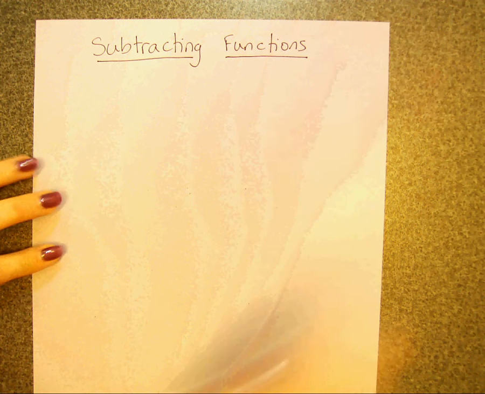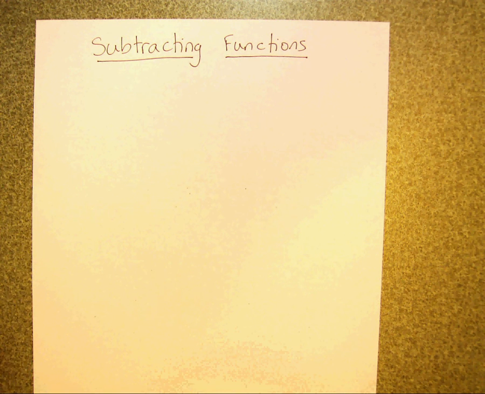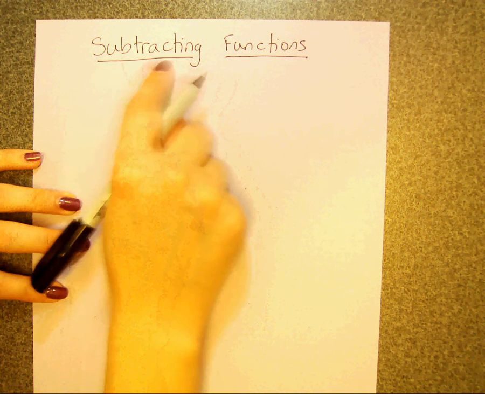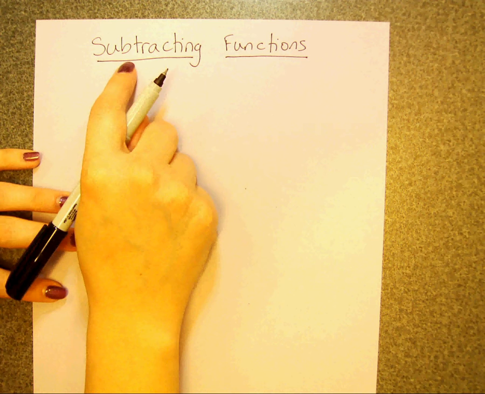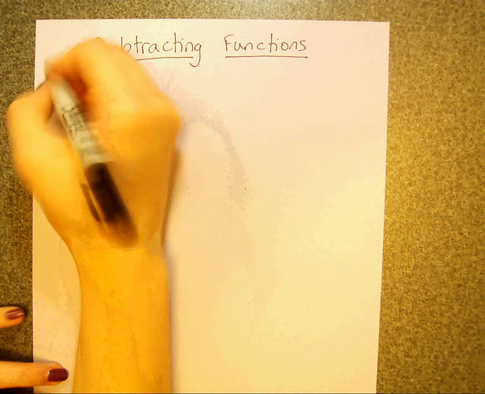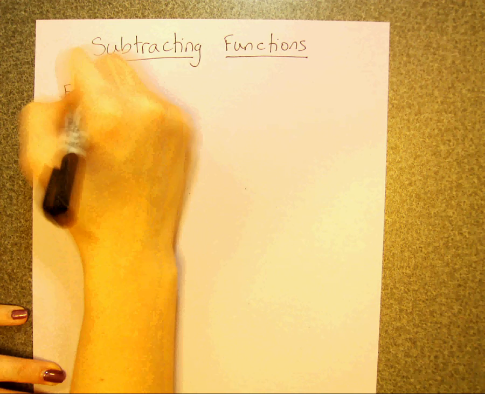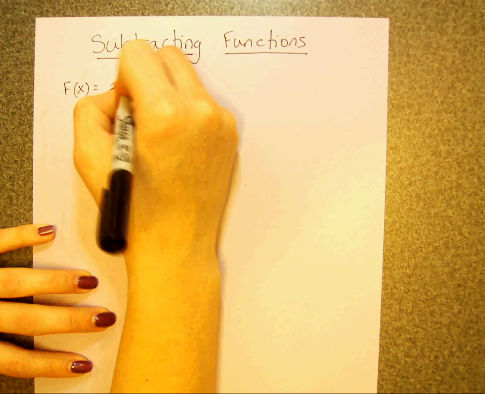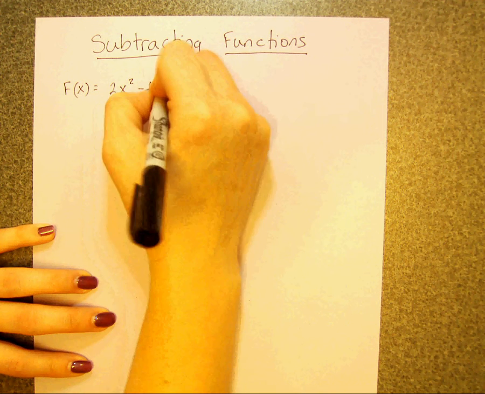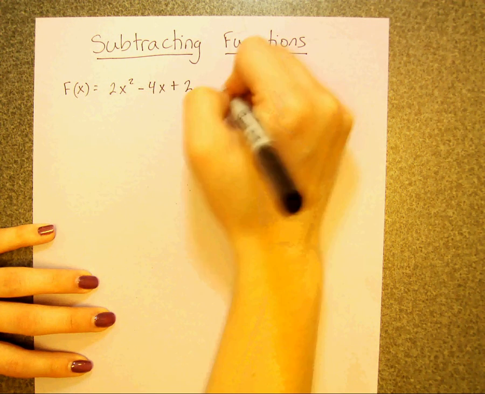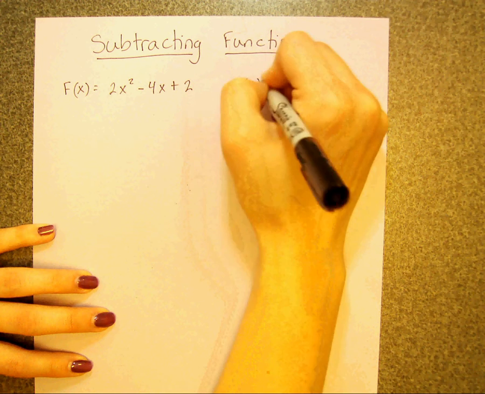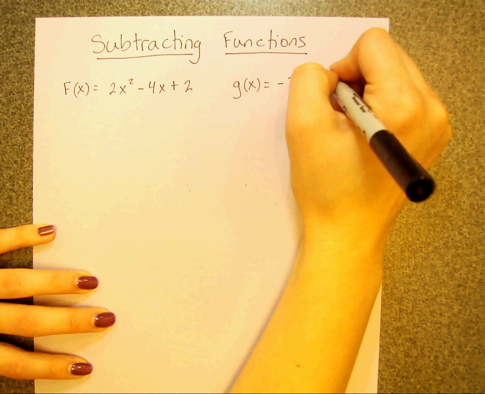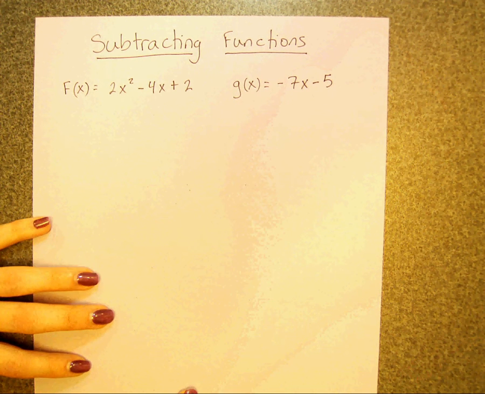Subtracting functions works essentially the same way as adding functions, but now we have a minus sign. Remember, subtraction, minus signs, kind of change the game a little bit. We've got to be careful with our signs. So let's get a couple of functions going real quick. Let's say f of x equals 2x squared minus 4x plus 2, and g of x equals negative 7x minus 5. So I have my two functions.